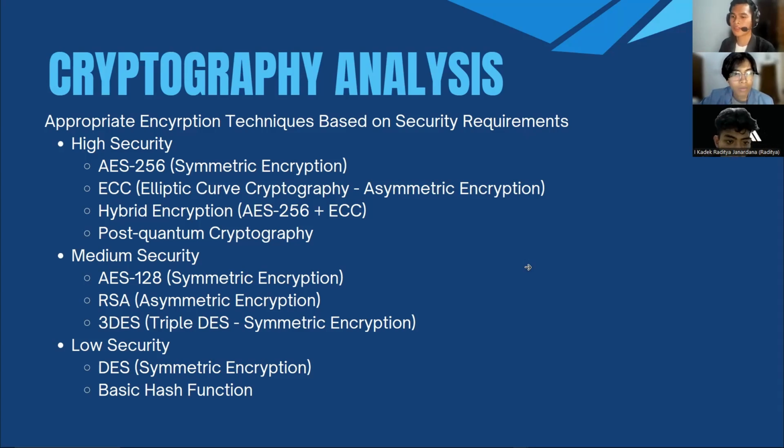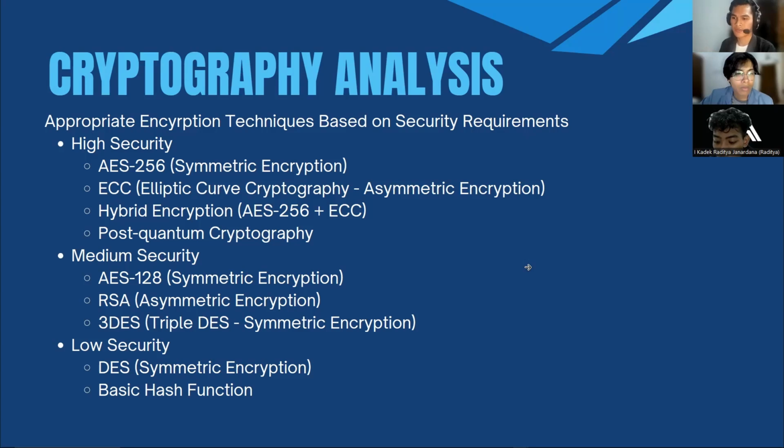And then medium security. Medium security, the example is AES 128, which is the weaker version of AES 256. So it is the same symmetric encryption. The next one is RSA, which is an asymmetric encryption.